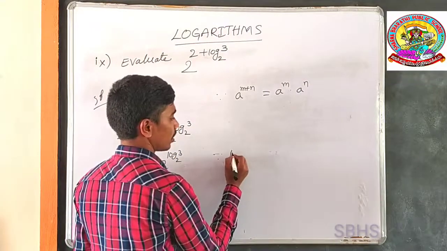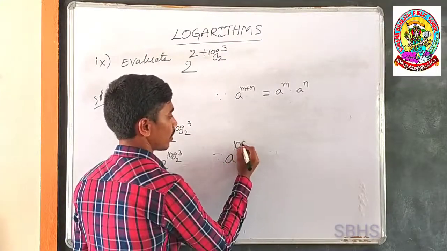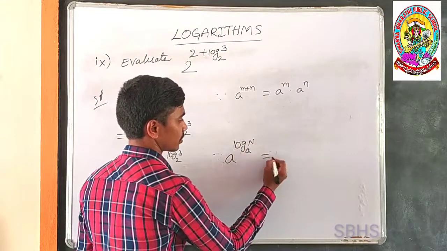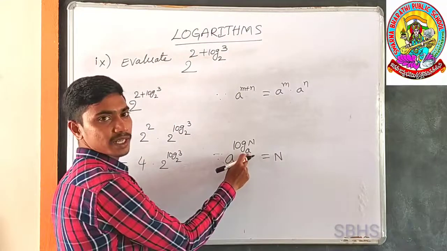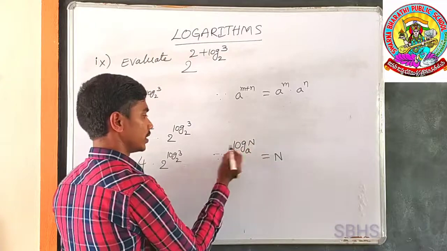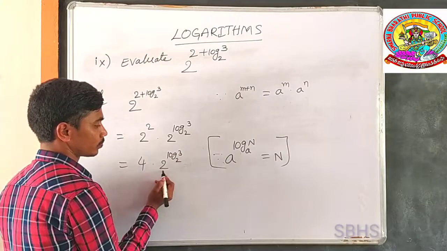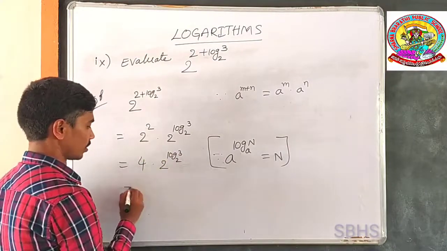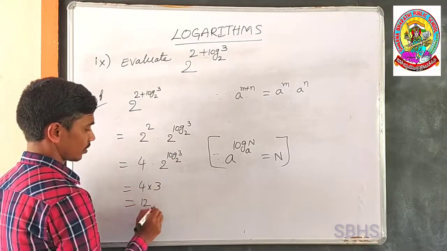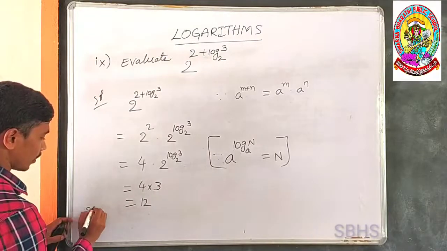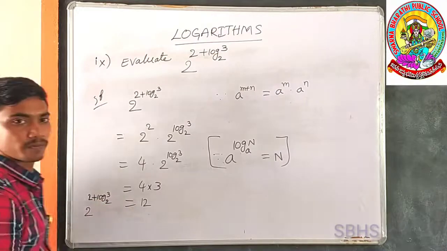Once a power log n to the base a is equals to n. If the power and base are equal, it should be equals to n. It is also same 2 power log 3 to the base 2. Here base 2 are equal. So 4 into 3. 4 3 is 12. 2 power 2 plus log 3 to the base 2 is equals to 12.